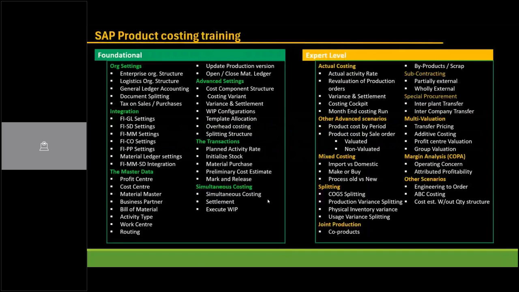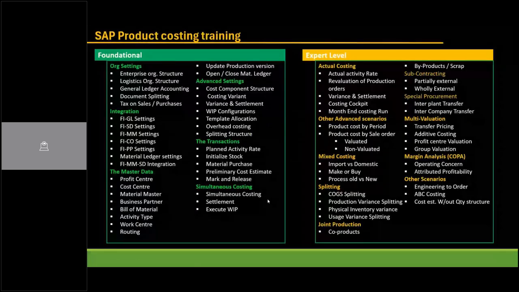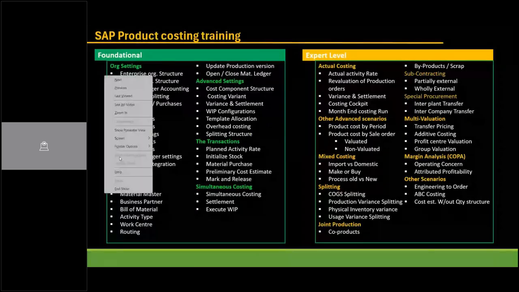I hope you are able to view my screen now. Can you view my screen? Yes, yes, yeah.